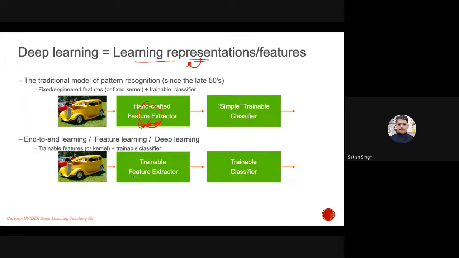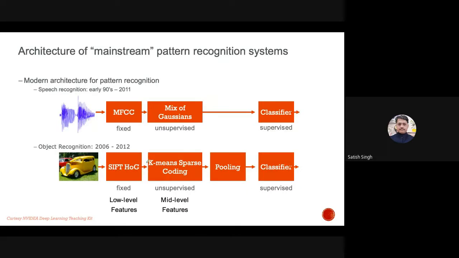But in case of a deep learning model, feature extraction itself is trainable. In case of machine learning, only this part was trainable. This was hand engineered. But in case of DL, both these parts are basically trainable in nature. It means feature engineering is not at all important in case of deep learning models.